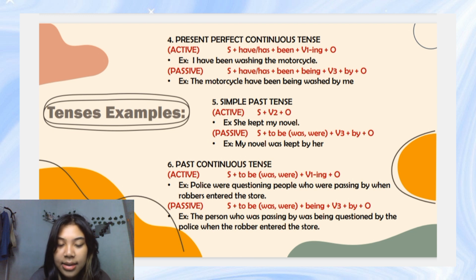Past continuous tense. For active: subject plus to be (was, were) plus verb 1 plus -ing plus object. For example, police were questioning people who were passing by when robbers entered the store. For passive: subject plus to be (was, were) plus being plus verb 3 plus by plus object. For example, the person who was passing by was being questioned by the police when the robber entered the store.